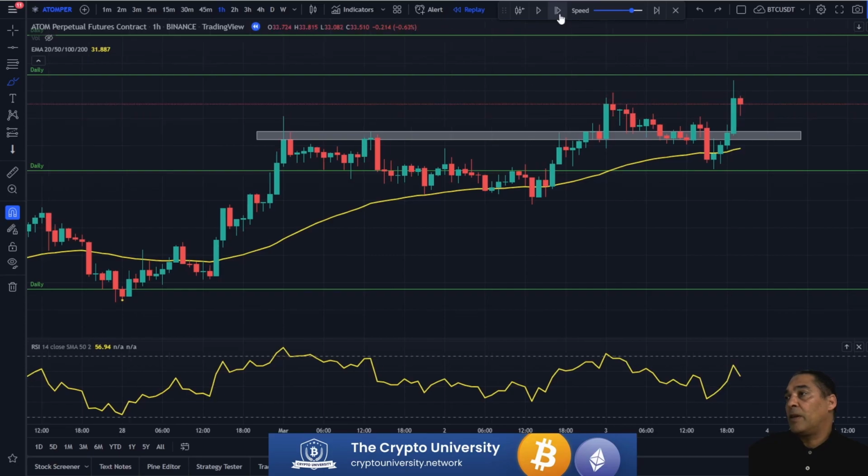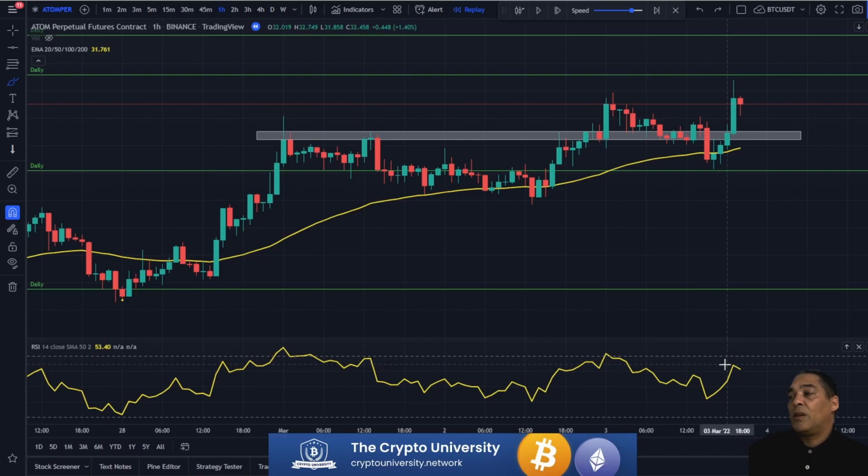So let's play that again. There we see a rejection again from our daily zone. RSI is moving down. Do we have divergence? Yes, we do. There you go. Price is making a higher high, while the RSI is making a lower high.